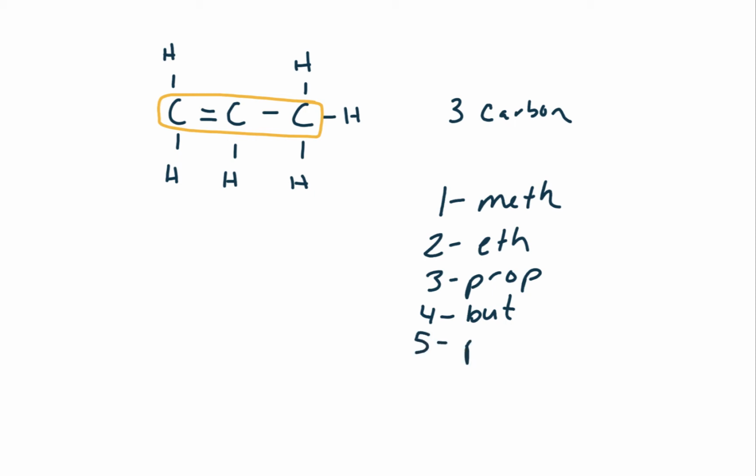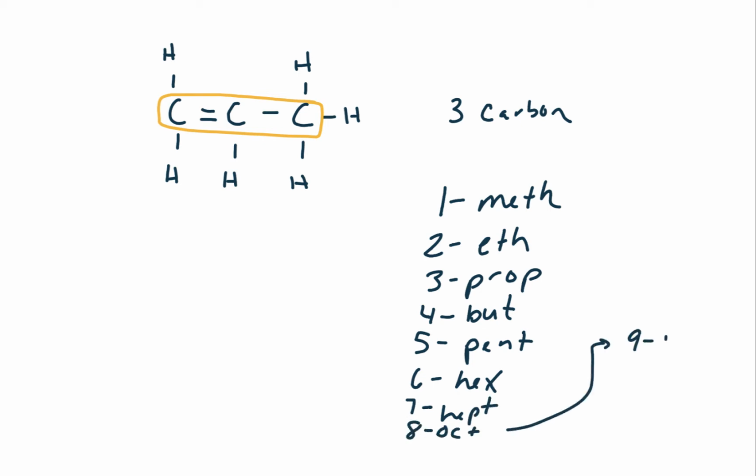So 5 is pent, 6 is hex, 7 is hept, 8 is oct, 9 is non, and 10 is dec. So these are all the same as the inorganic naming, just minus the a at the end. So instead of penta, it's pent. Okay, because our example has 3 carbons, its name will start with prop.